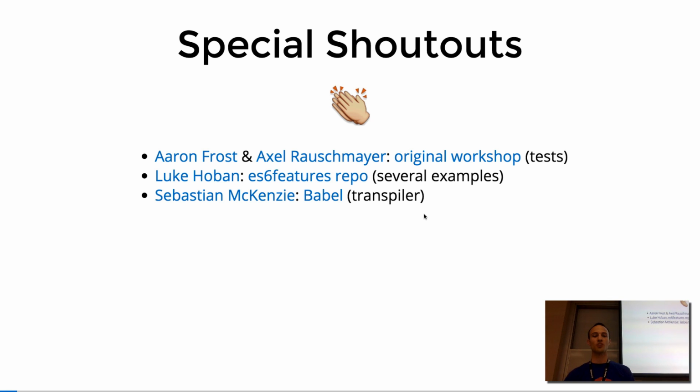So yeah, Luke Hoban, I'm not sure how to pronounce it, I should have asked him. He created a repo called ES6 Features, which is fantastic, and several of our examples today are using his repo. And then Sebastian McKenzie created Babel.